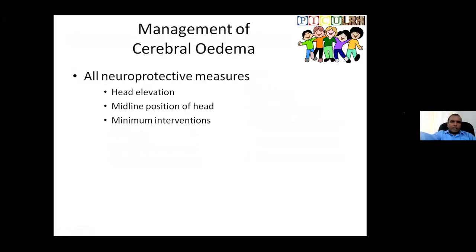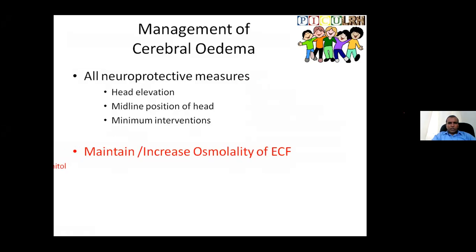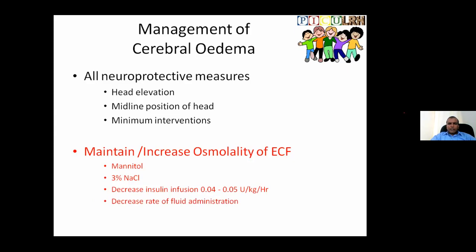And if there is cerebral edema, it's very important to use all the neuroprotective measures. So head elevation, midline position of head, minimum interventions, and the treatment is maintain or increase osmolarity of the extracellular fluid. So how can you do that? You can use mannitol, you can use 3% saline, you can increase insulin infusion 0.01, 0.05. You can understand. If you increase the sugar, you can increase osmolarity. So to increase sugar, you can decrease insulin, or you can decrease the rate of fluid administration.